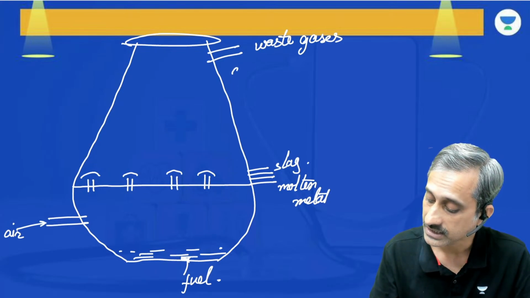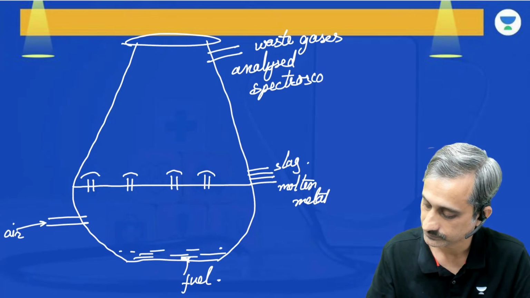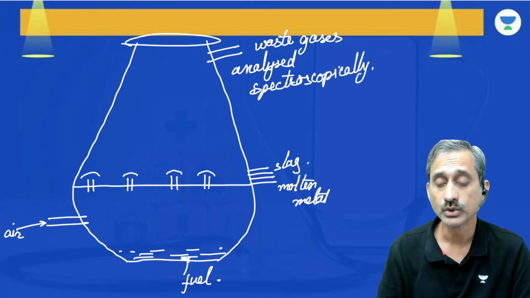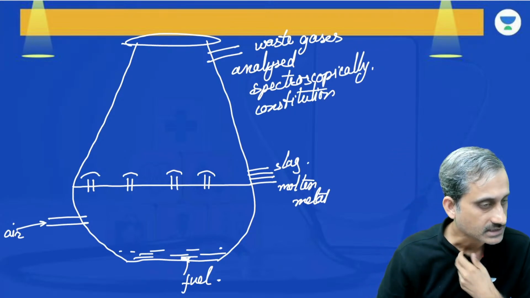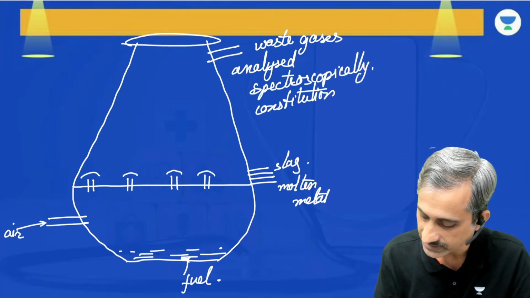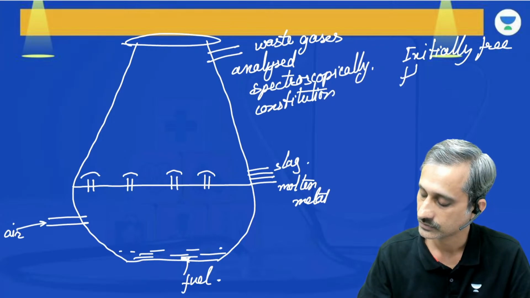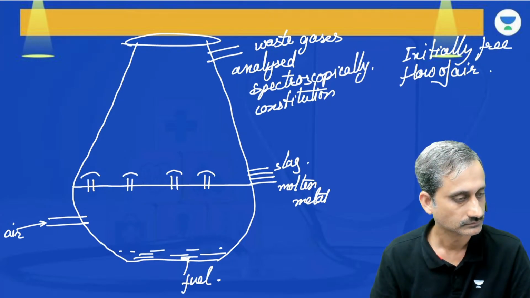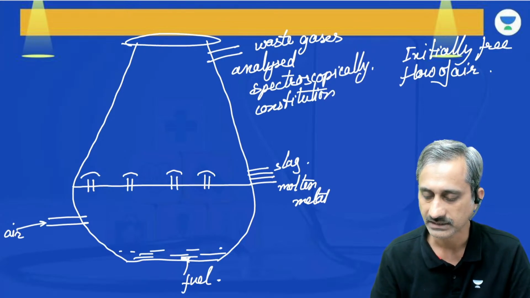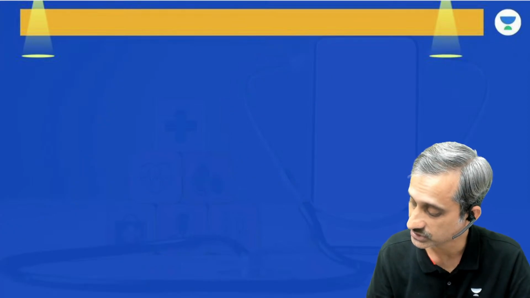Now, these waste gases are analyzed spectroscopically, so we know its constitution. Is this clear? Now, what happens is initially there is free flow of air. I think we won't be able to complete the metallurgy in one class. Initially, it is a free flow of air. So what happens in the initial free flow of air?